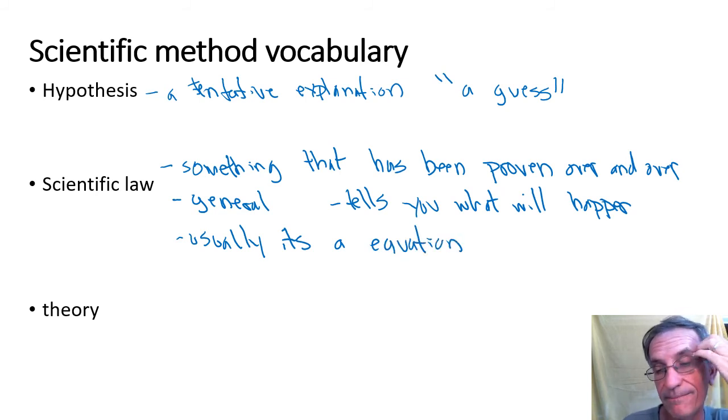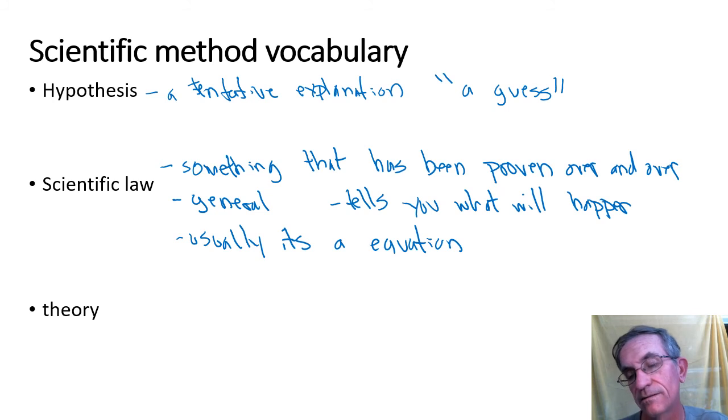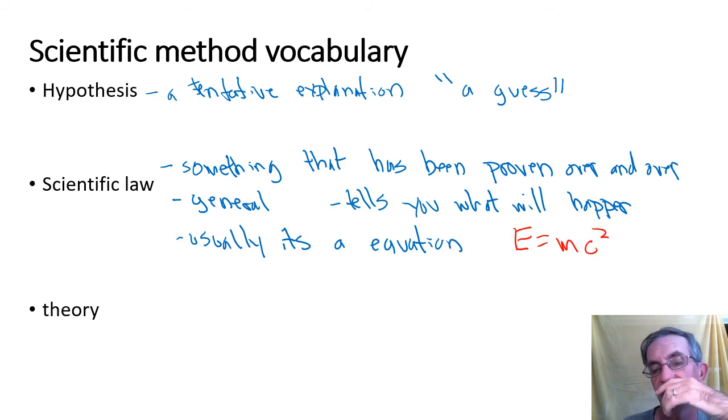An example of that, probably the most famous scientific law, you might have seen this one, E equals mc squared. That's a scientific law. Einstein came up with this idea 100 years ago. It's been proven over and over and over. If it's been proven over and over, it's a scientific law. You know what that law means?